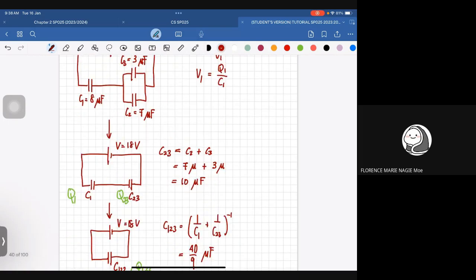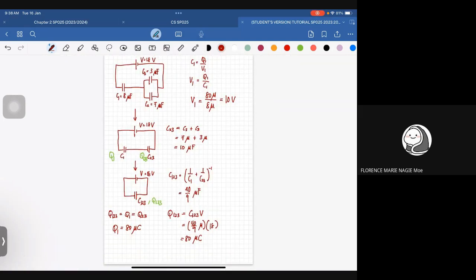Okay, so dari sini kita sudah dapat Q1 which is equal to 80 microcoulomb. So from here kita boleh substitute V1 is equal to 80 micro over C1 is 8 micro, which will give us 10 volt. Okay, so ini untuk soalan A. Okay tak? Ya, kalau okay thumbs up, kalau tidak okay boleh bagi tahu dalam chat. Okay, right. So sekarang kita teruskan lah.